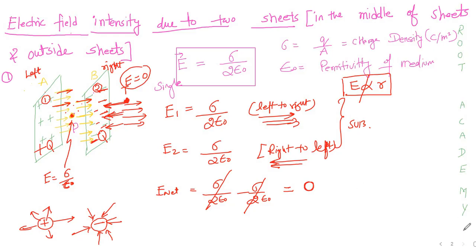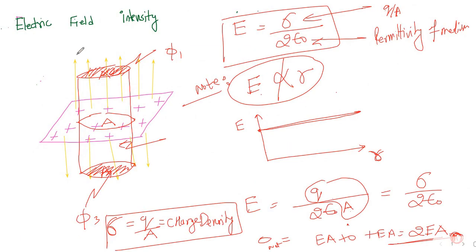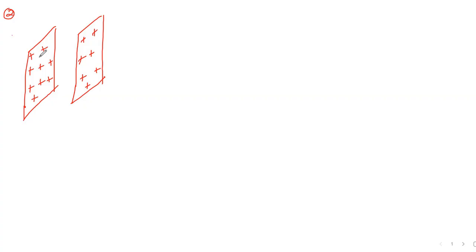Now we will take the second case, when both sheets are positively charged. Okay. So let me write down. So we have taken this case. So this is sheet number 1 and this is sheet number 2. We are interested to know what is the field at point P. So what will be the field due to the first sheet? Sigma by 2 epsilon naught. Okay. And what will be the direction?